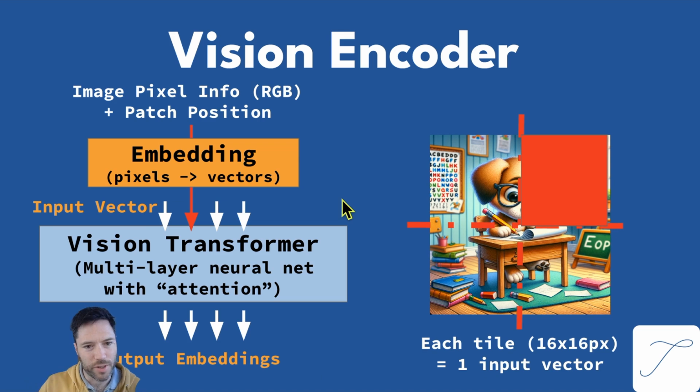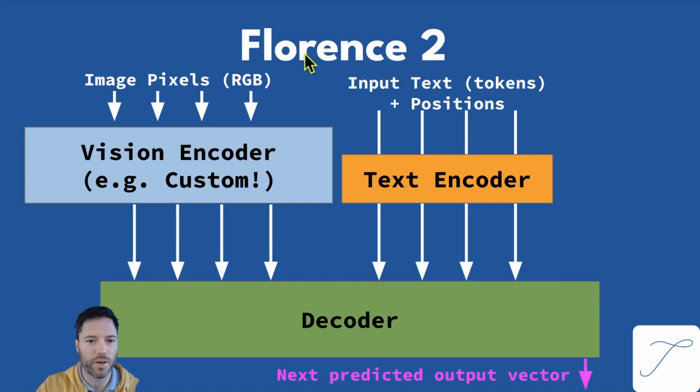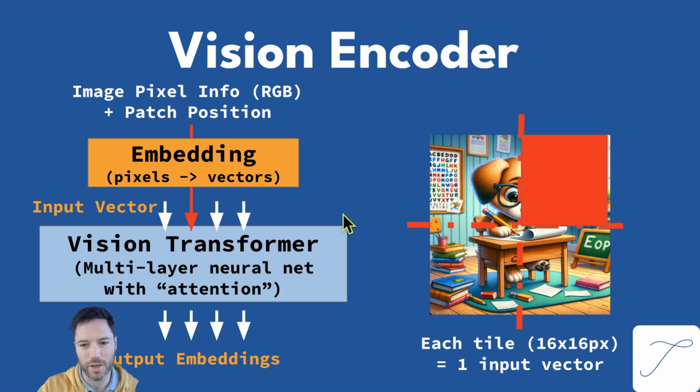Now, I'll just briefly describe the vision encoder. So here within Florence 2, you have some kind of vision encoder. Generally, how these work is by splitting up the image into patches, then converting the pixel information, the RGB plus the patch position, through embeddings to get to vectors, because you always want to represent your information as vectors. And then you have some kind of vision transformer. It might include convolution, it might include attention, to get a transformed representation of the embeddings that is then fed into the decoder.